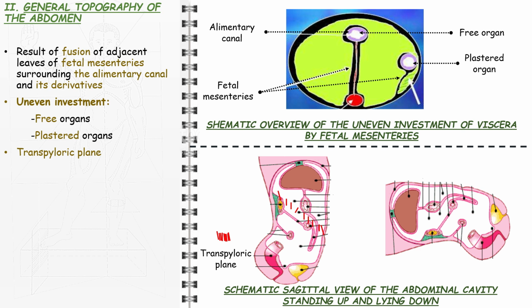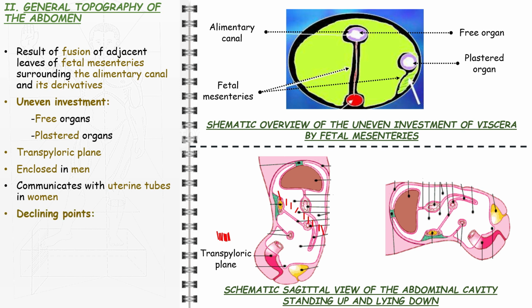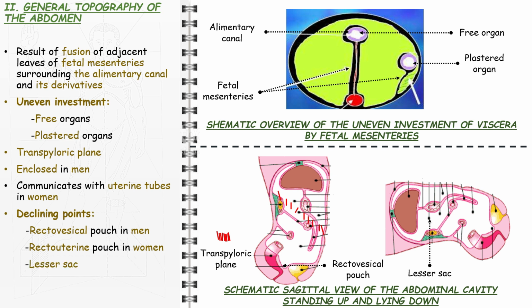The peritoneal cavity is enclosed in men, whereas in women it communicates with the canal of the uterine tube through its abdominal ostium. The declining points of the peritoneal cavity vary according to position of the body. Standing up, the declining point is the rectovesical pouch in men and the rectouterine pouch in women. Lying down, they are situated in the pelvis in front of the sacrum, the lesser sac and the pericolic gutters.